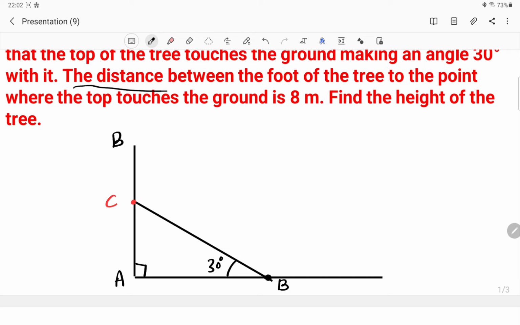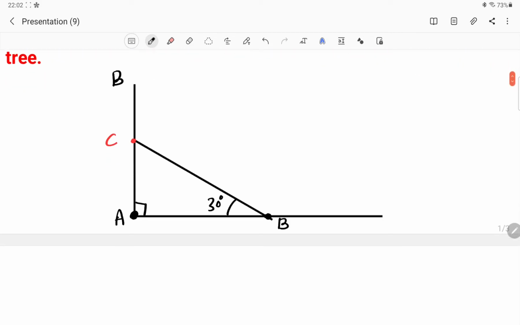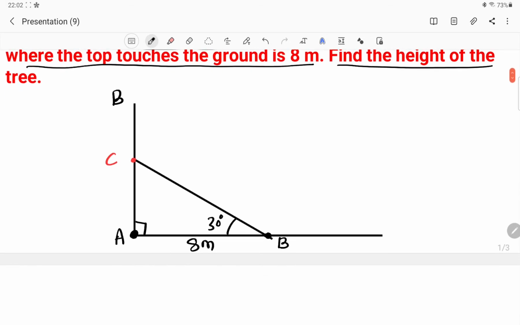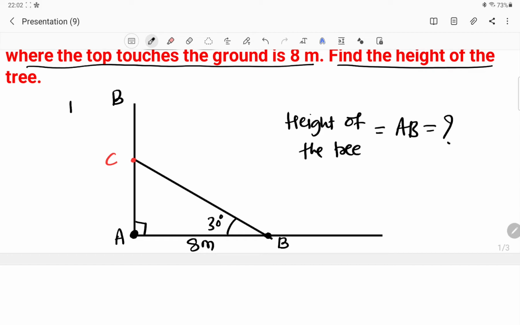What they're saying is, the distance between the foot of the tree, this point A, to the point where the top touches the ground is 8 meters. That means this AB is 8 meters. What they're asking us is to find the height of the tree, which is AB. That entire thing is the question mark.